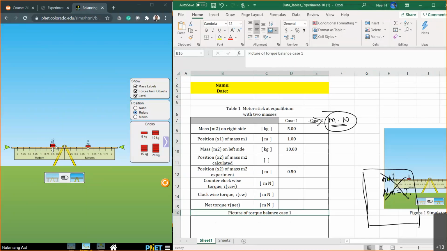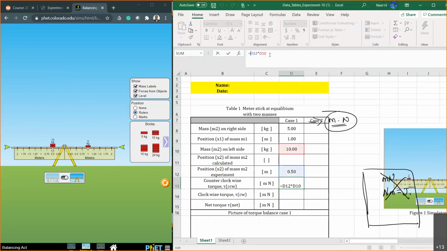Counterclockwise torque comes from the 10 kilogram mass. Counterclockwise means to the left relative to the fixed point, right? So it's going to be equal to the radius of the mass M2, that is this number 0.5, multiplied by the force acting on the left side, that is 10, and sine 90 is 1. We don't need that at all. And I get 5 meter Newton. And the direction of that we know is counterclockwise. As a result, this direction is negative, so I have to write this with a negative sign.